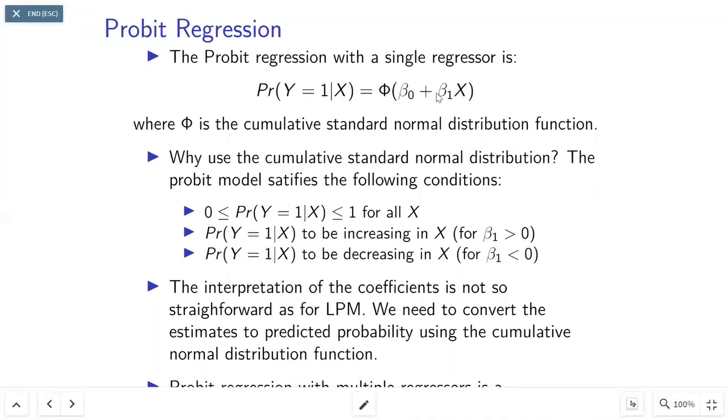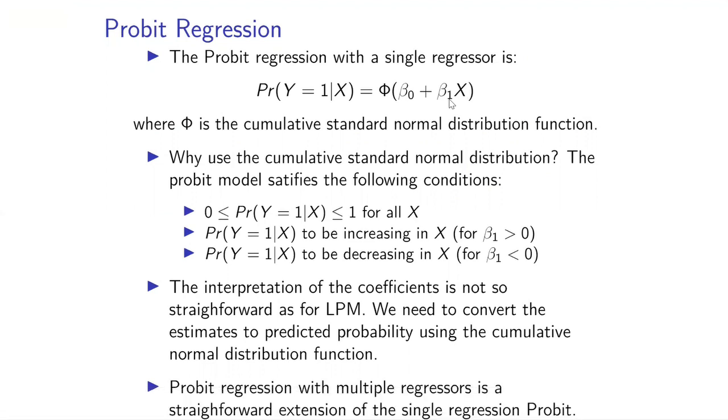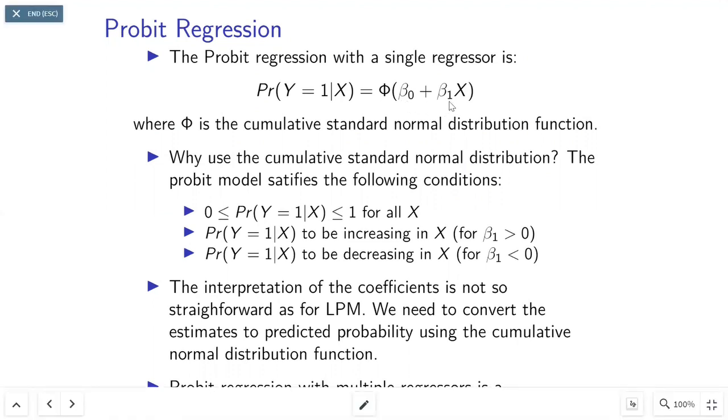This is a specification of the Probit model with only one regressor X. On the left-hand side of the model, we have the conditional probability of y equals to 1 given X. On the right-hand side, we have the outcome of the cumulative standard normal distribution function, or the CDF function of a standard normal distribution, with beta naught plus beta 1 times X as the input variable.